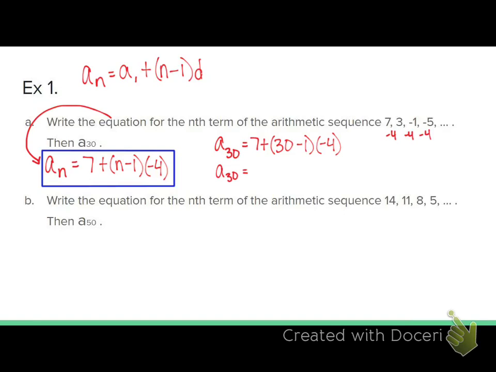Now we have to do our order of operations. So by our order of operations, what needs to happen first? Parentheses. Inside those parentheses, what do I get? 29. After my parentheses, what operation comes next? Exponents would come next, but we don't have any of those. So then after that, multiplication. So we have to multiply the 29 and the -4.